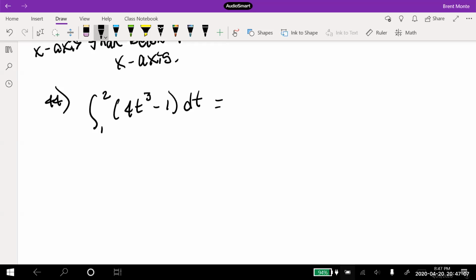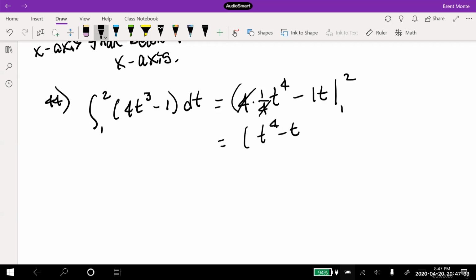So we will. Okay, so we've got the 4, constant multiple, it stays. Exponent goes up 1, multiplied by the reciprocal. Here I don't have a t. When I have a constant, remember you just put a t with it, whatever the variable is. And I'm going to evaluate this from 1 to 2. Now these 4's cancel out. So really what I have is t to the 4th minus t, evaluated from 1 to 2. Now notice that's right, because if I take the derivative, I get 4t cubed minus 1, which is what I had up here.